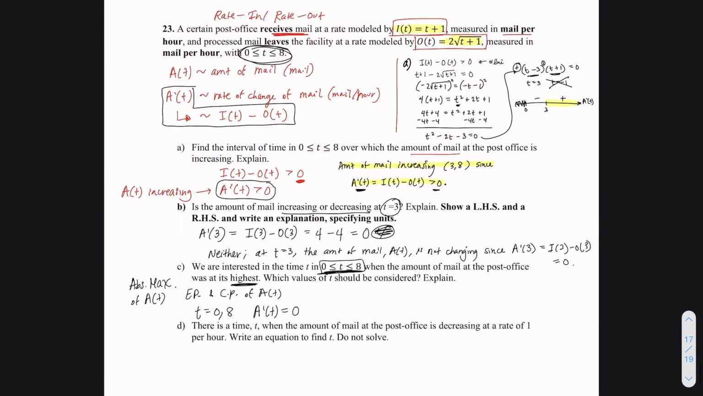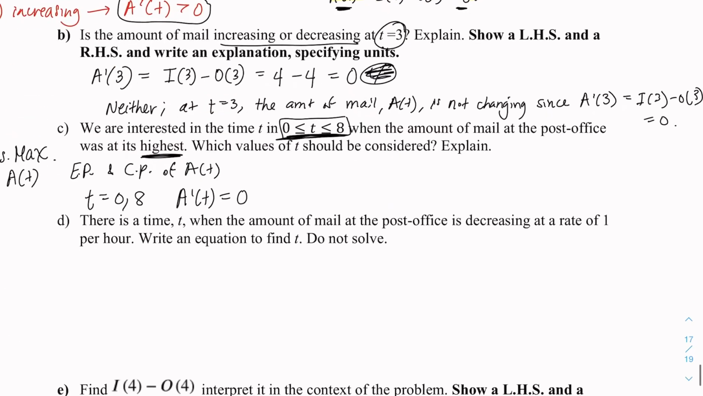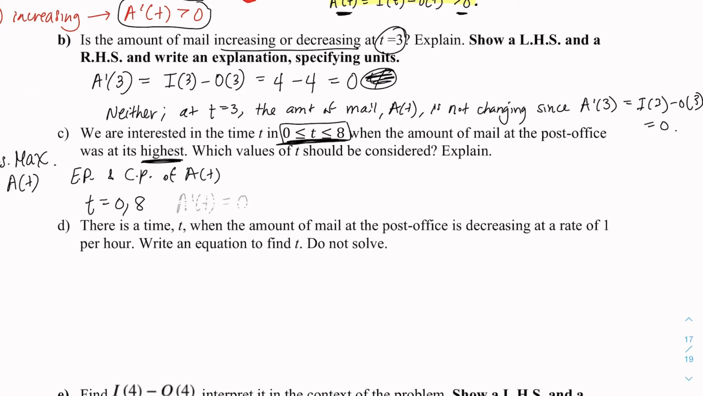And hey, we actually did that work earlier right here. Remember A prime of t, which is I minus O. We set it equal to 0 in this step, and we found that the time where it equaled 0, our root, was 3. So we don't need to do any more work there. We can just say that the critical point is t equals 3. Those are our endpoints. Now we just need to evaluate A of t at all of these points.